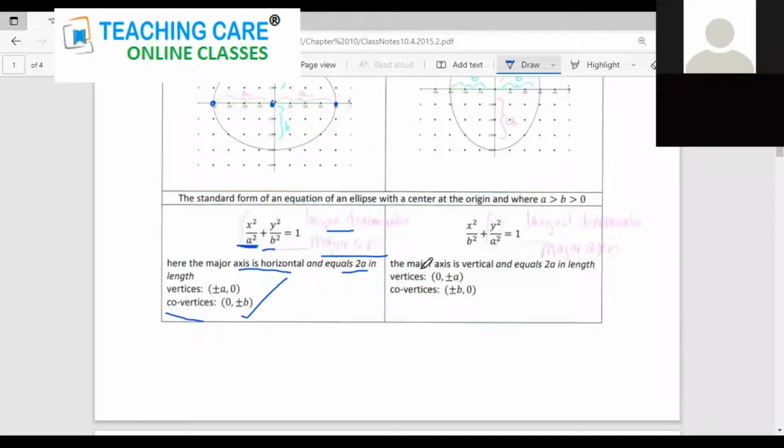Next, the other way: x squared over b squared plus y squared over a squared equal to 1. All these conditions are for an ellipse with the center at the origin and b lying between a and 0. In that condition only we will take it. So the major axis is vertical and equals 2a in length. The vertices will be 0 comma plus or minus a, and the co-vertices will be plus or minus b comma 0, because we take the x coordinate here. You can make a note of it so that it will be easy while doing the problems.